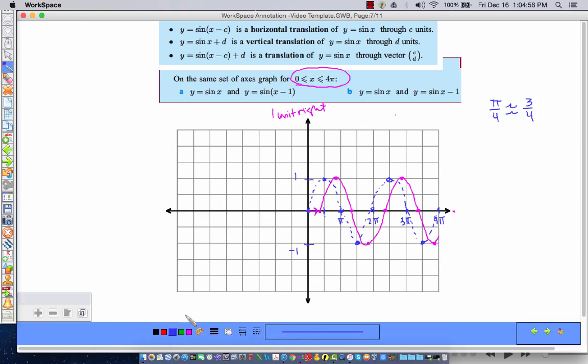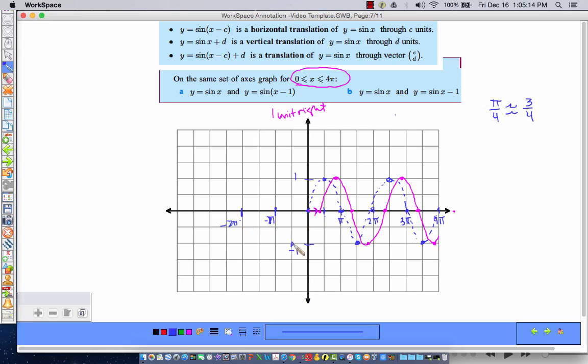The sine curve doesn't just go in the positive direction, it also goes in the negative direction. So if I think of this as pi, negative pi, and this is negative 2 pi, the pattern is still going to continue.